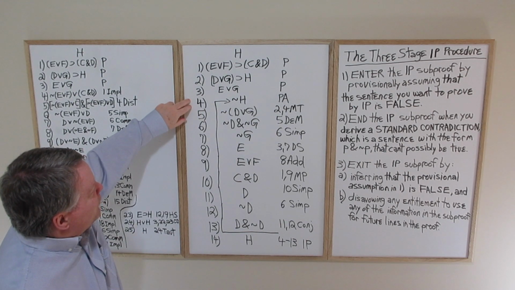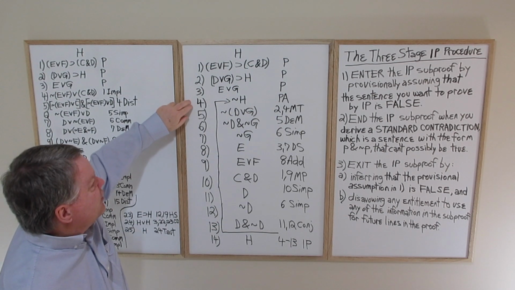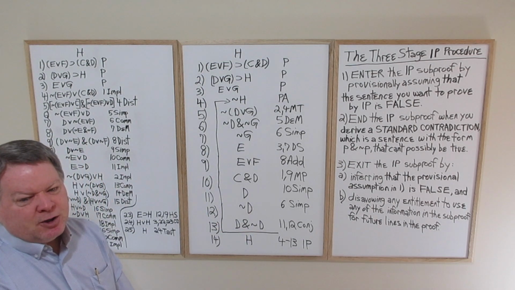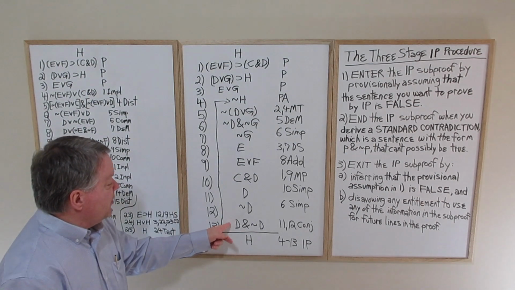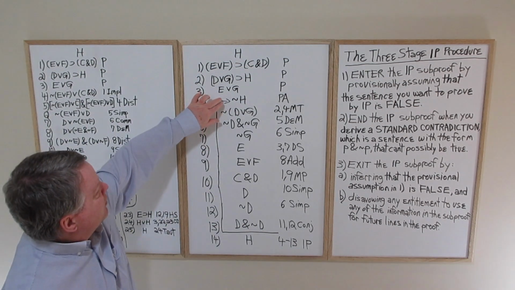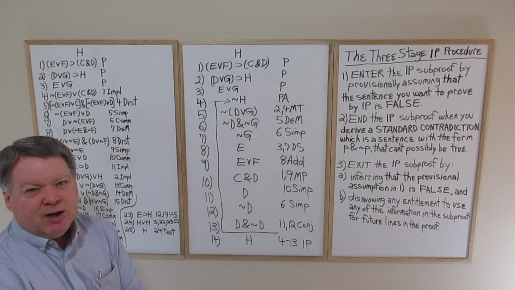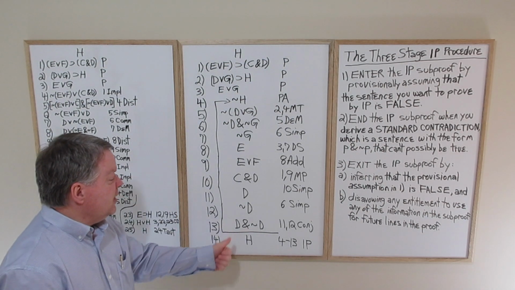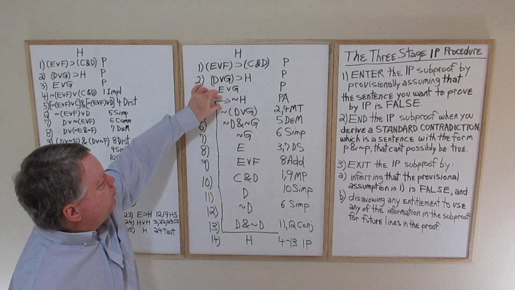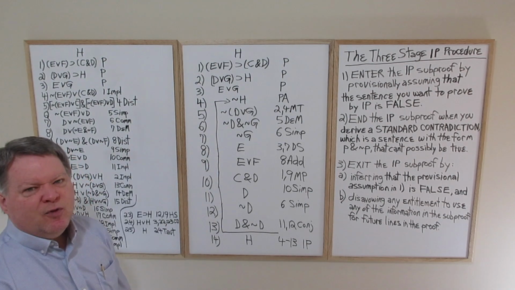Let's provisionally assume that tilde H is true. Or another way of putting it, let's provisionally assume that H is false. Then we end up in an impossible situation, committed to the claim that this sentence, which can't possibly be true, must be true. Therefore, tilde H can't possibly be true, because if it was true, then D and tilde D would also be true. But D and tilde D can't be true, given that these three premises are true. Therefore, tilde H can't be true. That's what we've proven in the subproof.